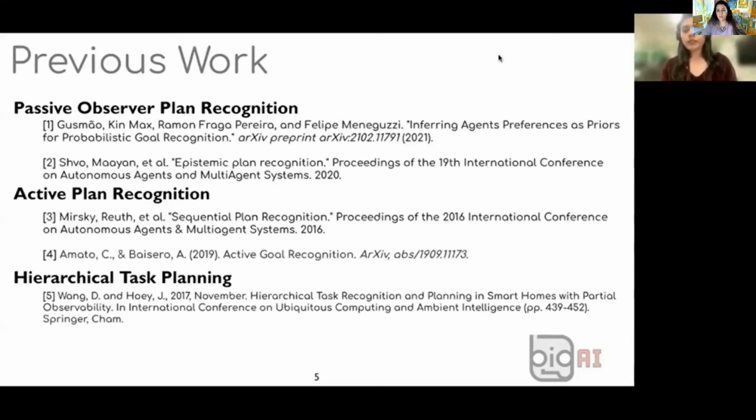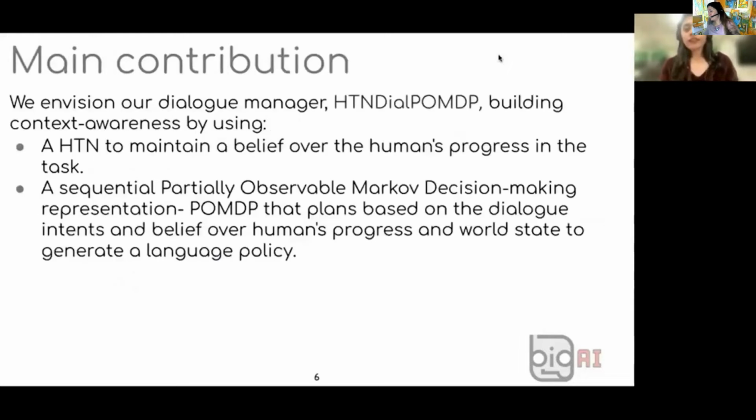Now, a lot of work has been done on plan recognition, but there is no one work that enables modeling of humans' progress in a hierarchical concurrent task setting while handling both partial observability in world sensors and the language. So what we envision is our dialogue manager that builds context and awareness of the environment and of the human's activity by using a hierarchical task network to maintain belief over the human's progress in the task and a sequential, partially observable Markov decision-making representation that allows it to plan based on the dialogue intents and the belief over humans' progress and world state, and generate a language policy.